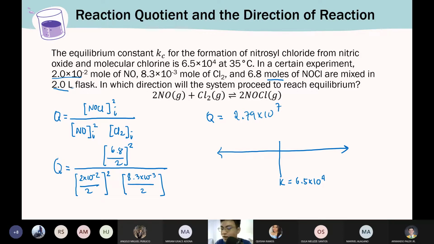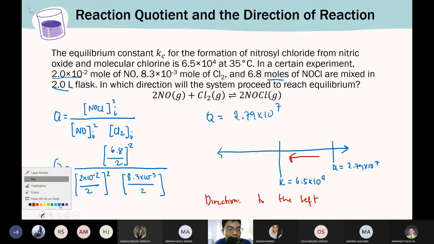Okay, Q is on the right, correct, because of the 7, so it must be greater than K. So Q is 2.79 times 10 raised to 7, on the right. It wants to go to K, so the direction is to the left. Okay, direction to the left. That's how simple it is.